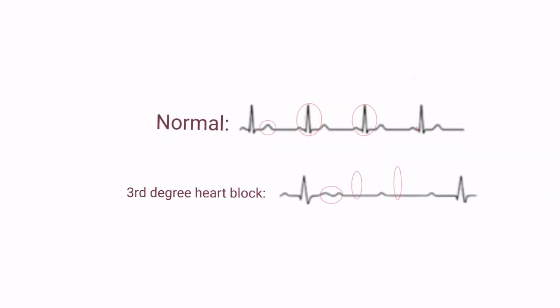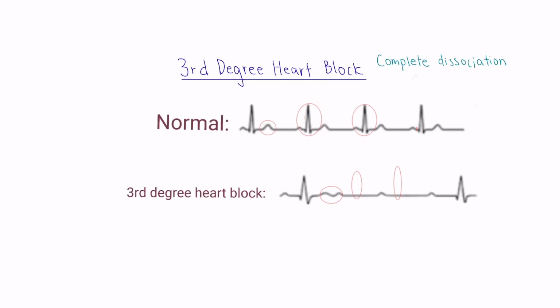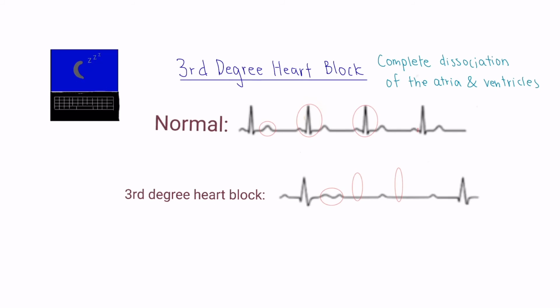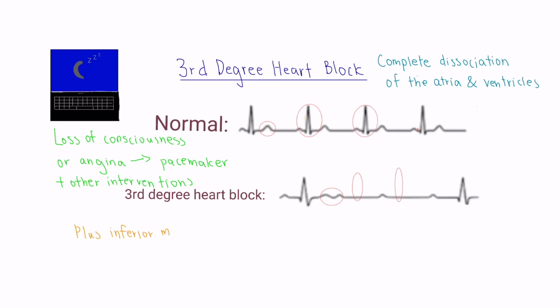Last, but definitely not least, third-degree heart block is characterized by the complete dissociation of the atria and ventricles. This may lead to loss of consciousness or angina, so needs to be treated with a pacemaker, and sometimes other interventions such as isoprenaline are required too. A little unrelated, but it is good to be aware that if a patient who is having an inferior myocardial infarction presents with this rhythm, that indicates a worse prognosis than usual.